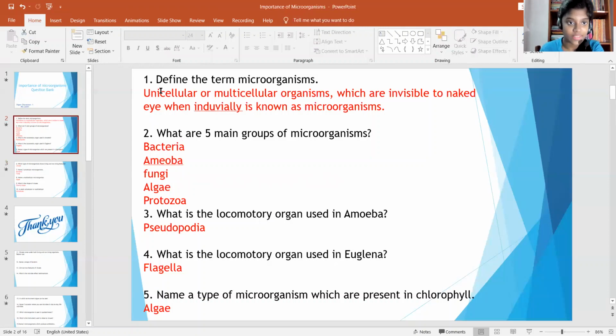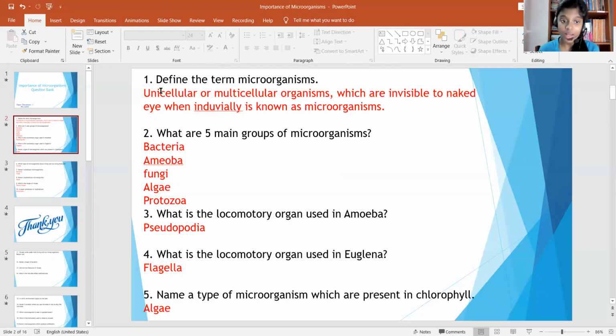Let's recap. First one, define the term microorganisms. Unicellular and multicellular organisms which are invisible to the naked eye when taken individually. Unicellular means one cell. Multicellular means many cells. Invisible means not seen by the normal naked eye. It's called microorganisms. What are the 5 main groups? Bacteria, amoeba, fungi, algae, and protozoa.